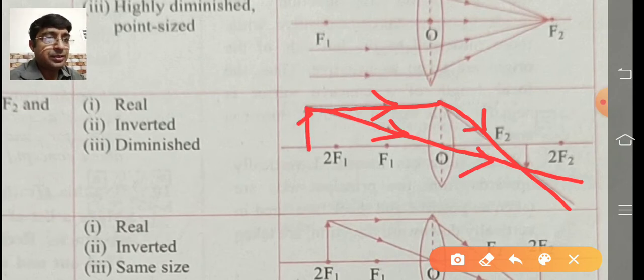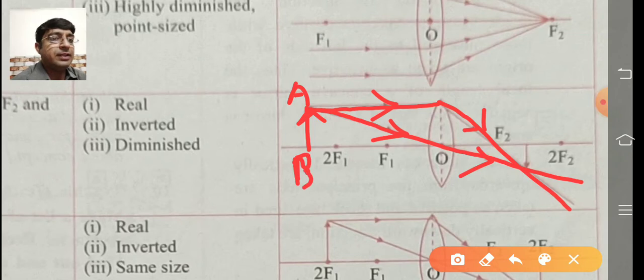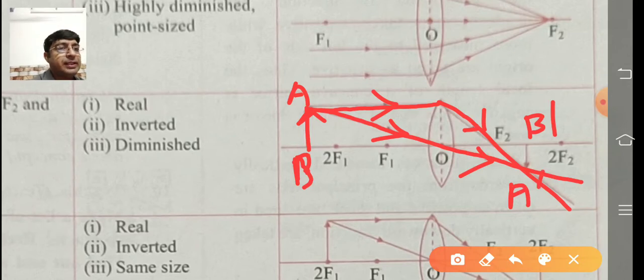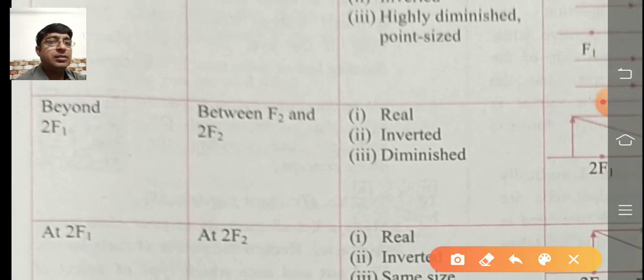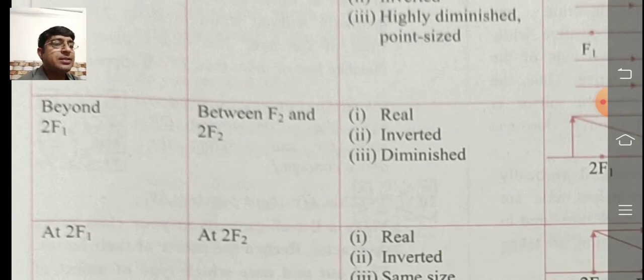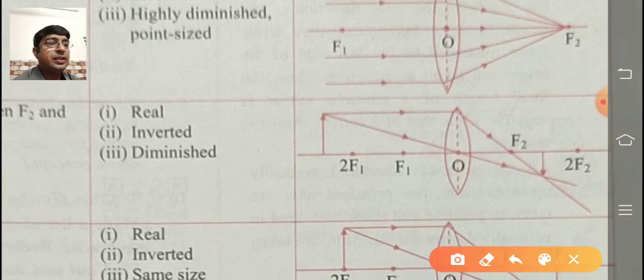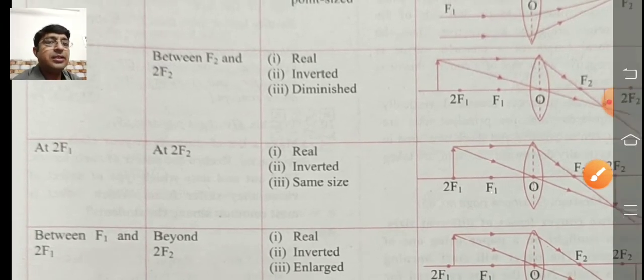So your object is AB. What happened? Check that. Our image is inverted here, B dash A dash. So what is the explanation given? When the object is beyond f1, where is the image formed? The image is formed between f2 and 2f2. It is an inverted and real image, and as compared to the size of the object, it is smaller in size, meaning diminished.